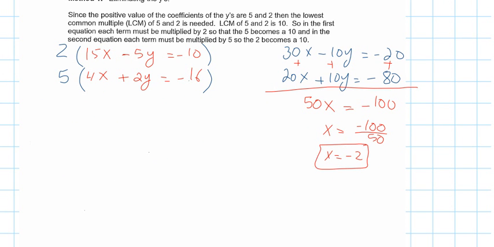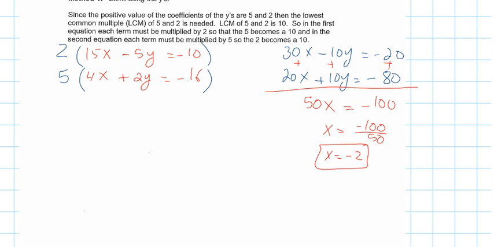Okay? So x equals negative 2. All I have to do right now is take that negative 2 and plug it into one of the original equations, right? And solve for y. I can pick whichever one I want. I'm going to pick the second one just because it has smaller numbers.